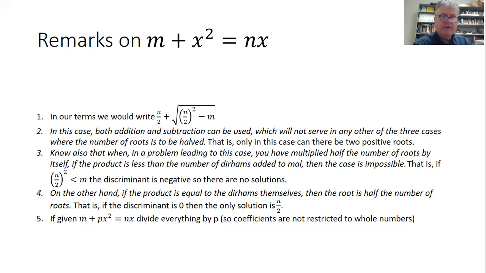And then, interestingly enough, he says that if you're given the case m plus px squared equals nx, you can just divide through everything by p, and you'll get m on p plus x squared equals n on p times x. And this shows that he's not just interested in cases where the coefficients are whole numbers.